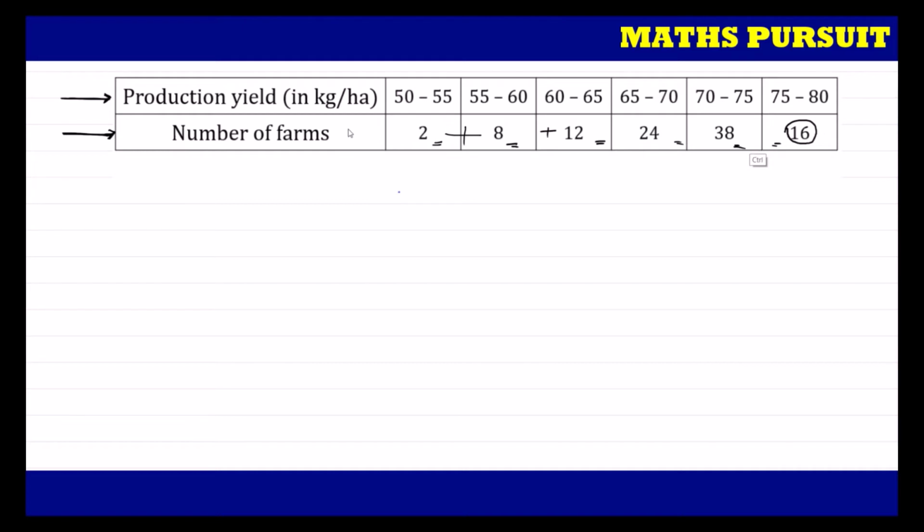Now coming particularly to this question, here they have given number of farms. If you look here they have given 2, 8, 12, 24, 38. Up to here we will feel that it relates to cumulative frequency, but suddenly the number decreased to 16. As the number decreased to 16, it gives us an idea that these numbers are frequency and not cumulative frequency. Now let us move ahead to start our calculation.